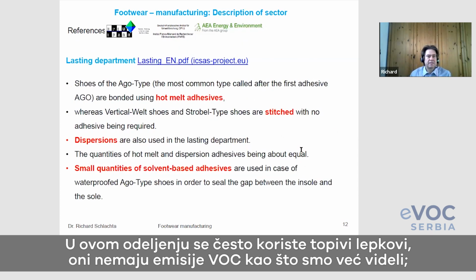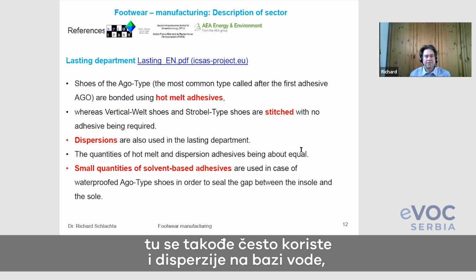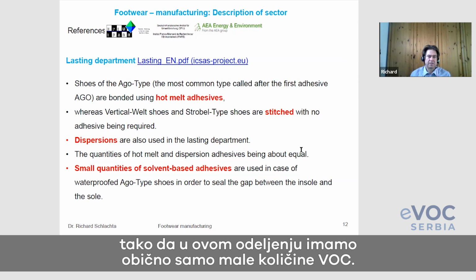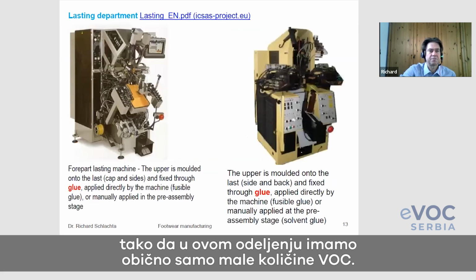In that lasting department, we can be maybe happy because here very common are so-called hot melt adhesives. As I told you before, hot melt adhesives cause no VOC emissions, and very often you will find here dispersions based on water. So in that lasting department, we will meet only small quantities of solvent-based adhesives. So here normally are not large quantities of VOCs.